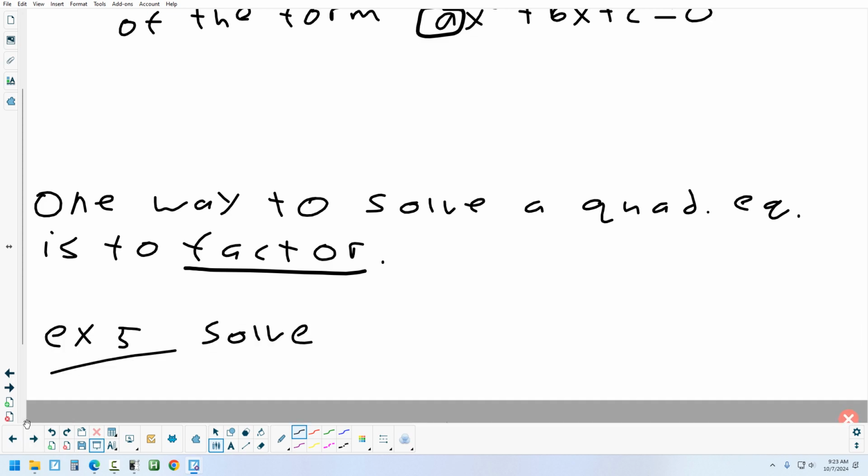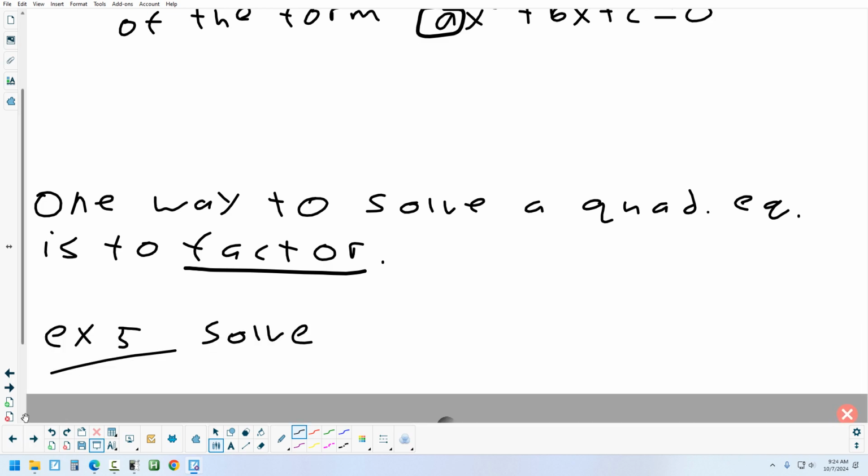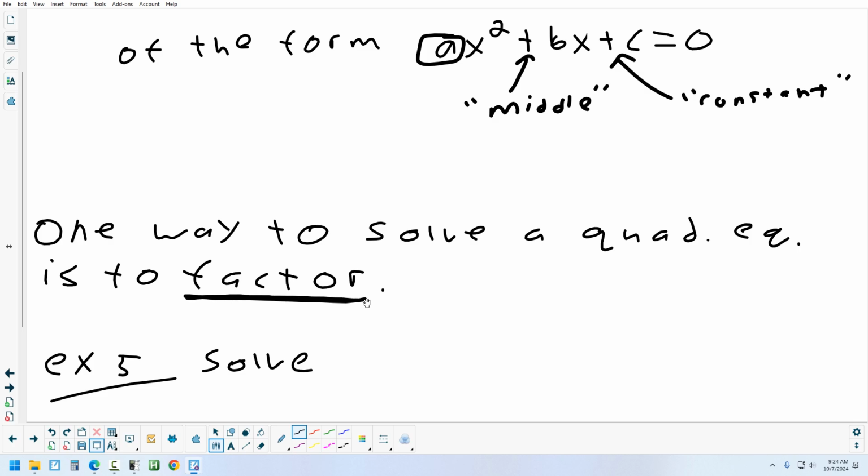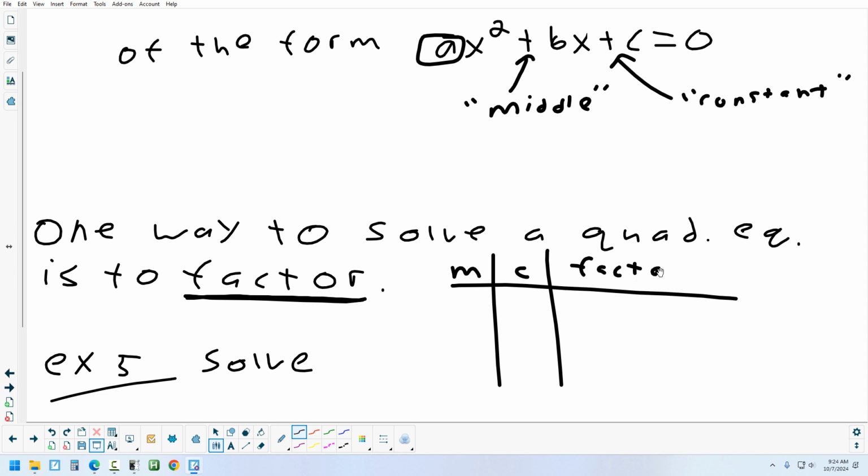Okay, so if you don't remember factoring from Algebra 1, I'll put up a chart real quick, but I refer to this as the middle. That's the sign of the middle. And I call that one the constant. I'll just abbreviate them M and C, middle and constant. And if you know those two signs, it gives you a hint at how to factor the problem. There's 4 different cases that you can have.